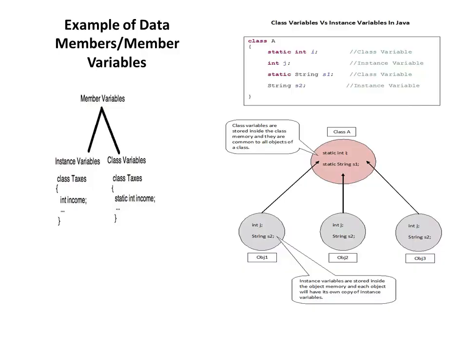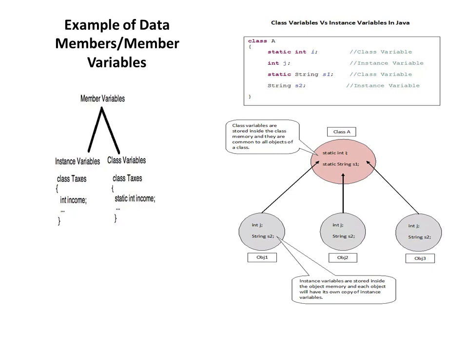Next, we categorize these member variables, or data members, broadly into two categories. One is instance variables and the other is class variables. Now if we ask what is the similarity between instance variables and class variables: both are declared inside the class definition, but the class variable is prefixed with the keyword static, and therefore a class variable is also known as a static variable.